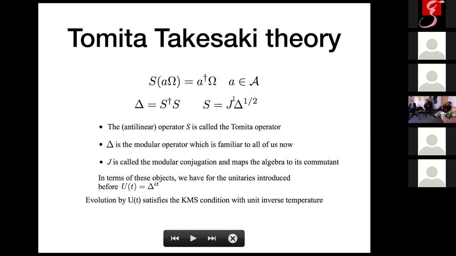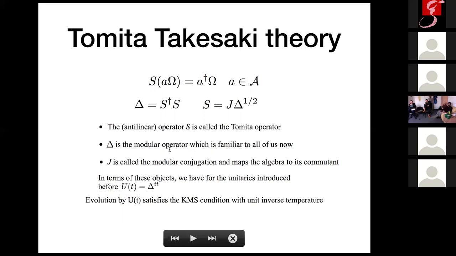So J is an anti-unitary and delta is self-adjoint. Here I'm not assuming that the Hilbert space that I'm working on is finite dimensional. It could be infinite dimensional, and therefore these delta and S are in general unbounded operators, which is where all the complication comes in this subject. S is called the Tomita operator and delta is called the modular operator. So delta is the guy that we are familiar with in other contexts.